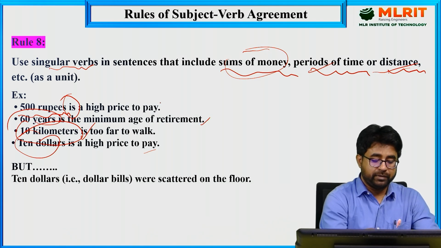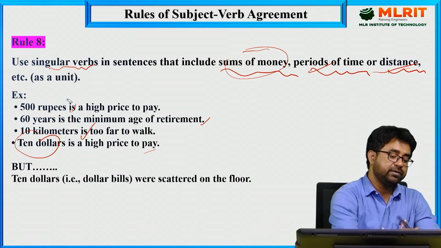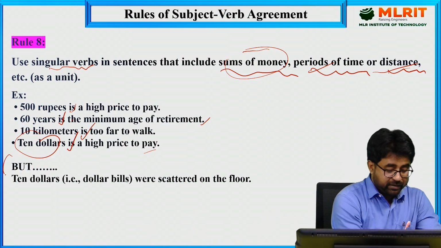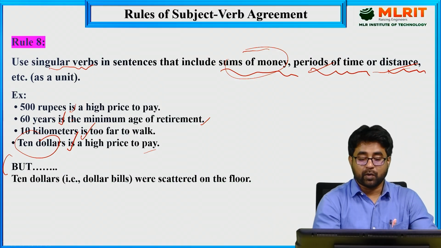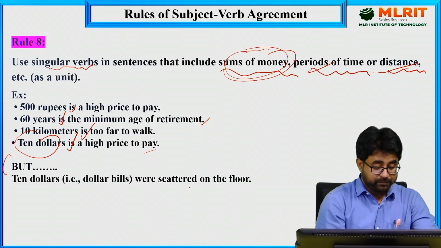And that's why in every case we have used what? Singular verb only. Here we have used the singular verb is. In the next sentence also we have used the singular verb is. Here also I am using is. But one thing we have to remember: if we are not talking about sums of money, if we are talking about a bill, then what will happen?